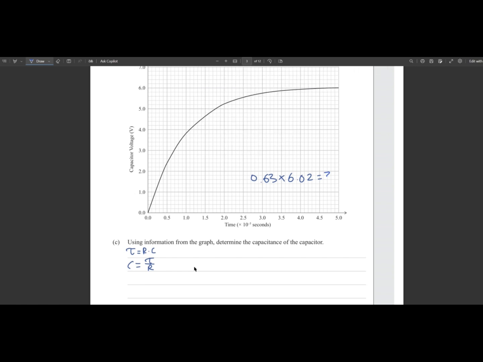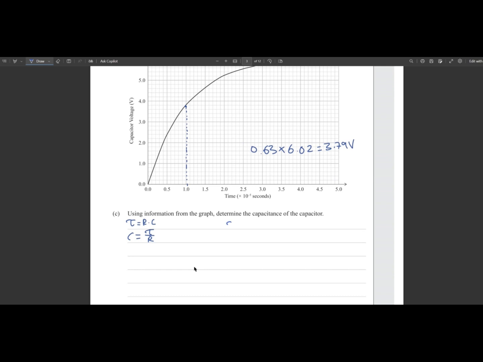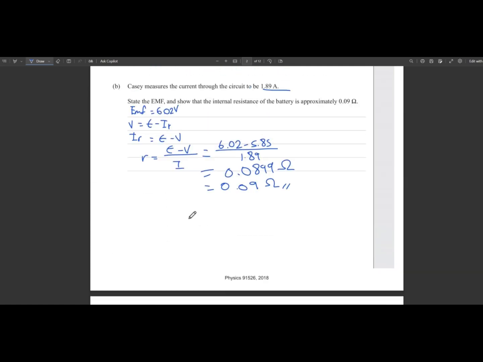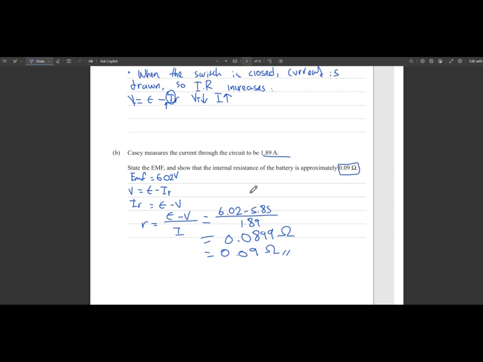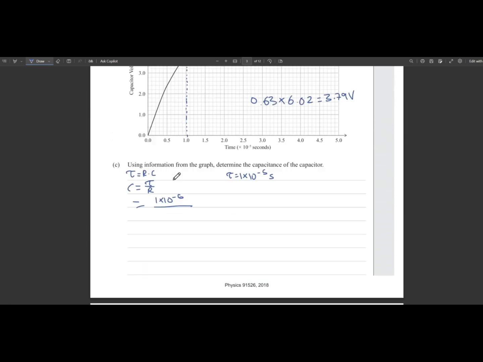I get 3.79 volts. And 3.79 is somewhere right around here, which on the x-axis is almost exactly 1 times 10 to the minus 5 seconds, so our time constant is 1 times 10 to the minus 5 seconds. So we go 1 times 10 to the minus 5 divided by our resistance, which is 3.09, because that's our total resistance.